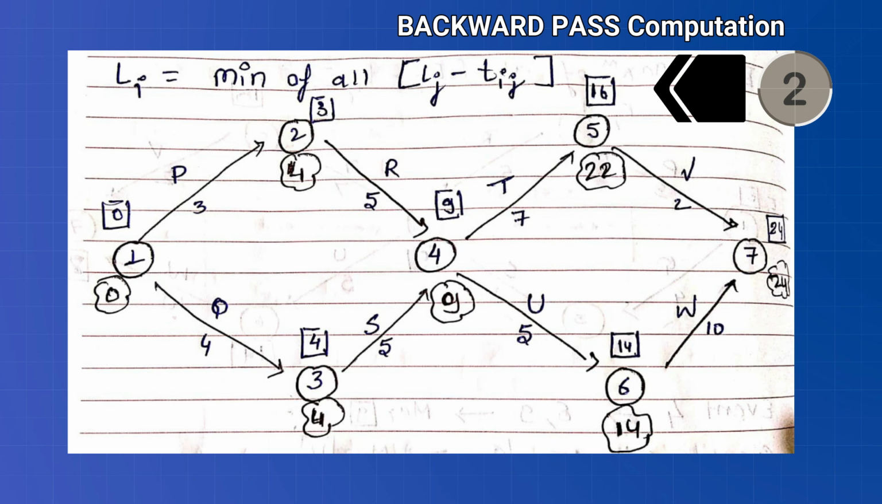Now we are ready to determine the critical path. The critical path is the one in which Ej and Li values are the same, or we can say EST is equal to LFT. So by looking into the network diagram, the critical path is Q-S-U-W.